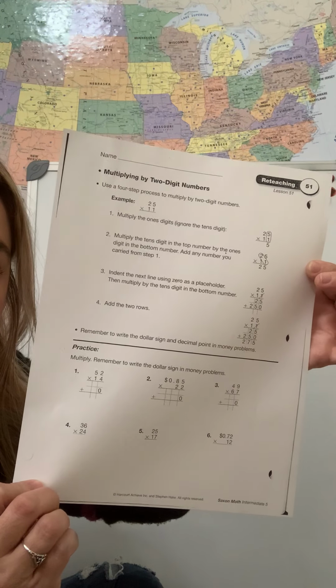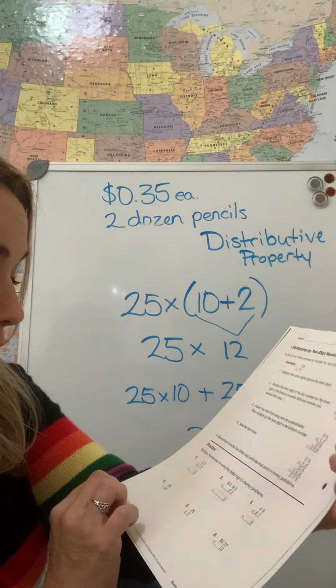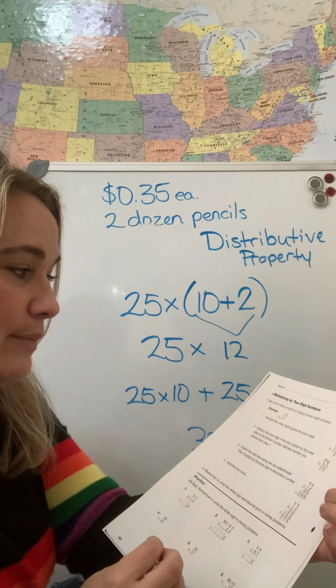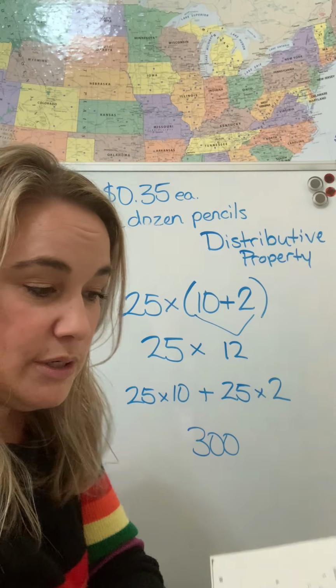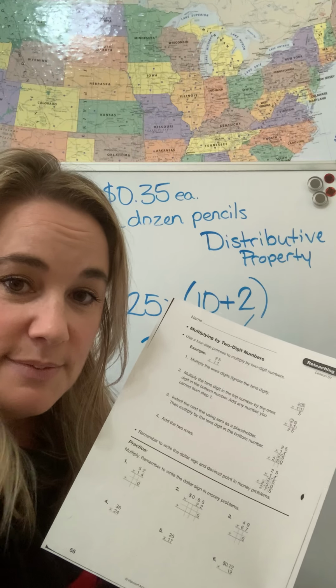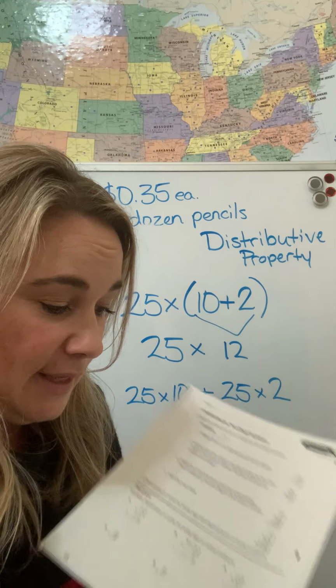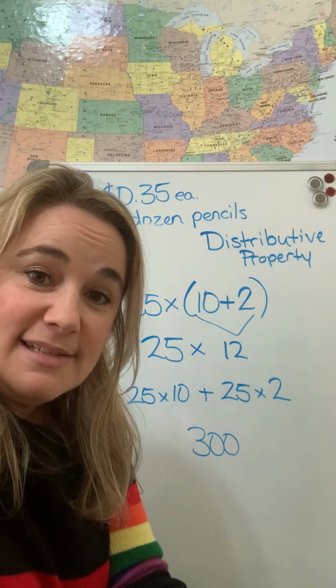All right, I want you to grab that lesson 51, and I want you to do problems 1 through 6. Practice this method of multiplying by two-digit numbers. Scan it and upload it back to me so I can check your understanding. And then you can move on to the next lesson.